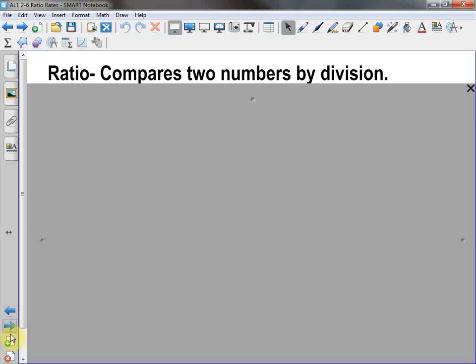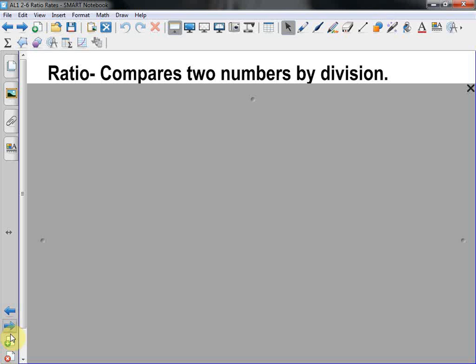First thing we're going to talk about is ratios, which are when we compare two numbers by division, right? And this isn't the first time we've talked about it, is it? Ratios. I mean, you guys have heard of this in middle school, right? So it compares two numbers by division, right?